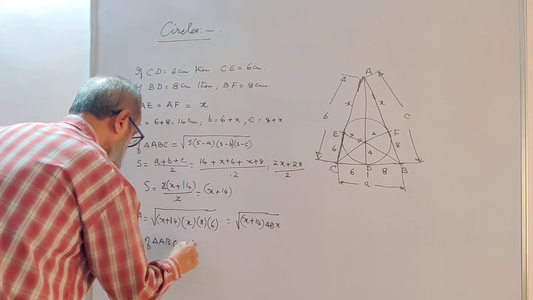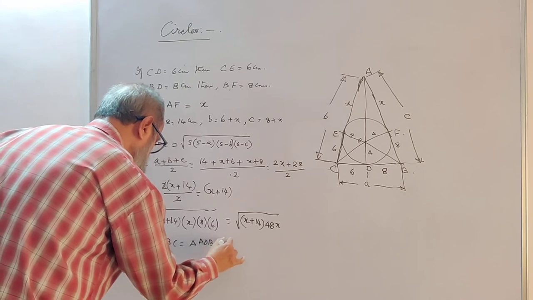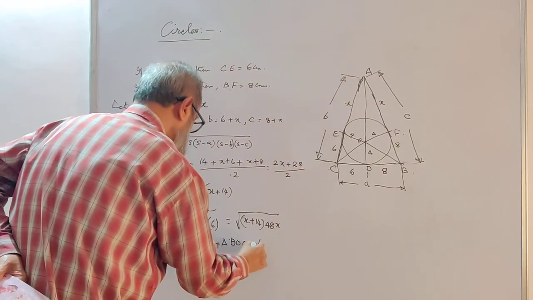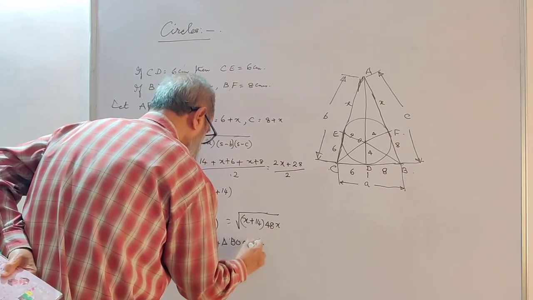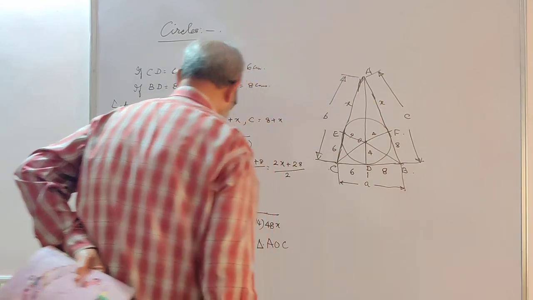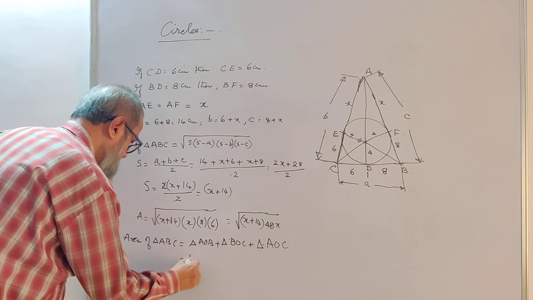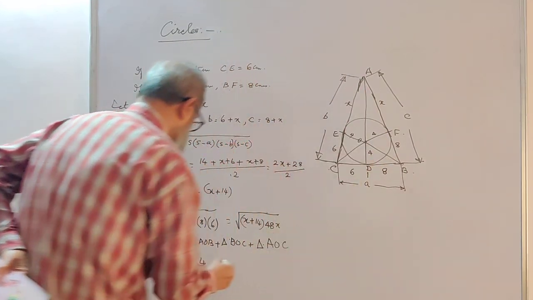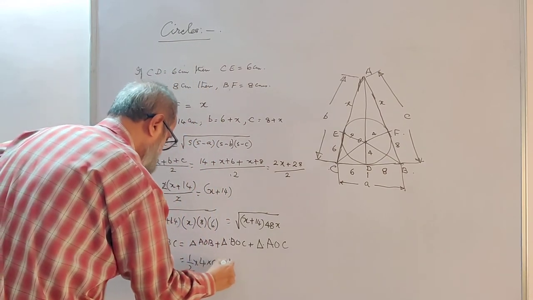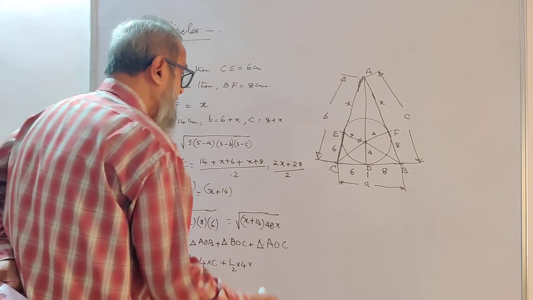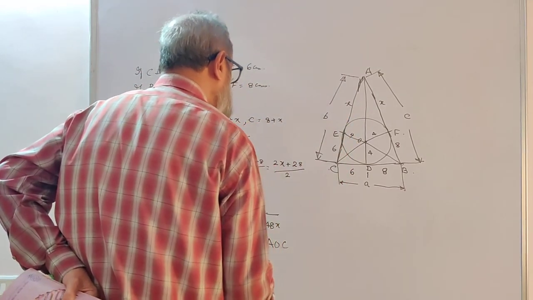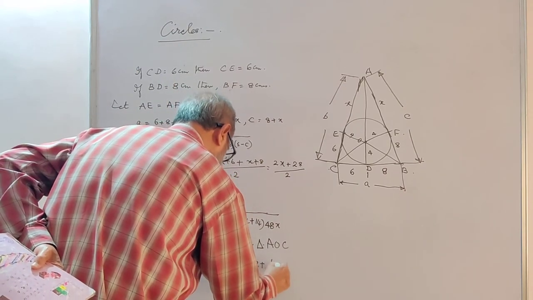AOB, triangle AOB plus triangle BOC plus triangle AOC. Triangle AOC, that is this. AOB means this triangle. So that will be half into, the height is 4, the altitude is 4, and the base is C. Half into base into height, plus half into 4 into a, plus half into 4 into b.